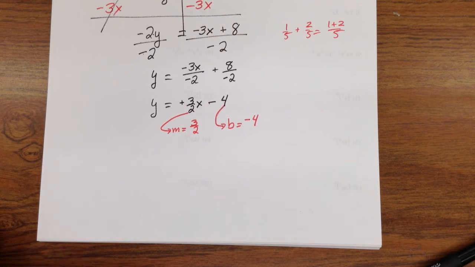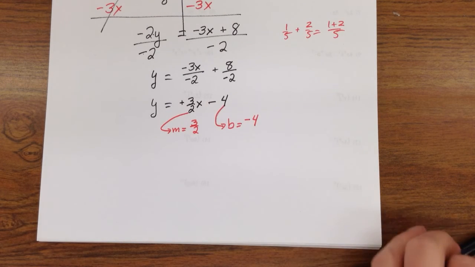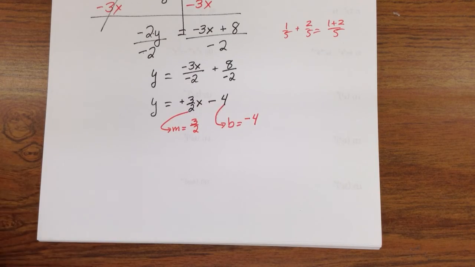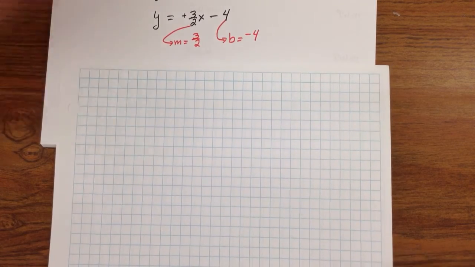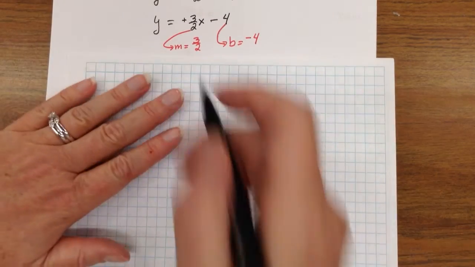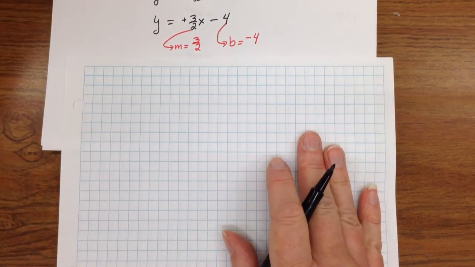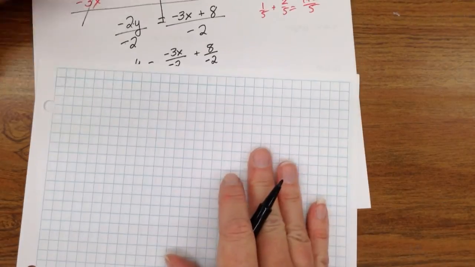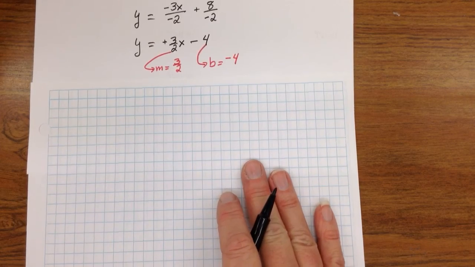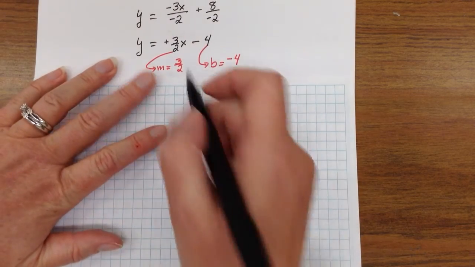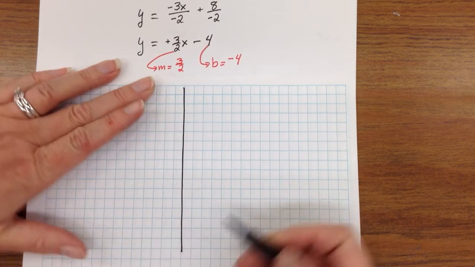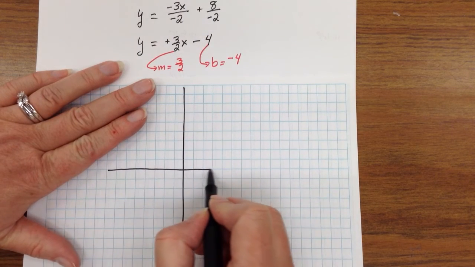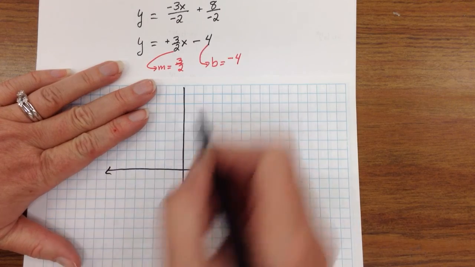We could graph. Check this out. I'm going to go ahead and graph this line. I have graph paper, so I'm going to draw myself an XY axis. You can do the same thing. All the cool kids are doing it.